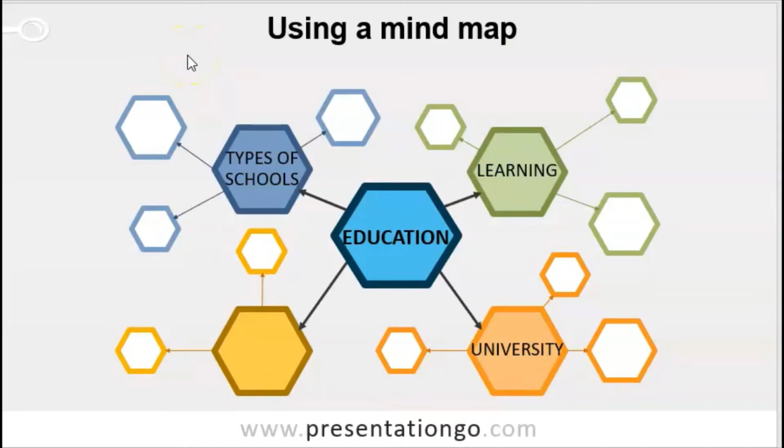Okay, so what I suggest you do is take a very large piece of paper and draw a mind map. Choose a broad topic area. For example, I chose education, right? And then you can choose some subtopics in the area of education. So, for example, I chose types of schools, learning, and university.